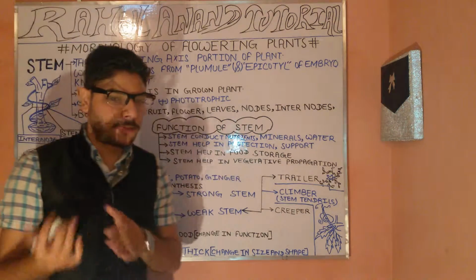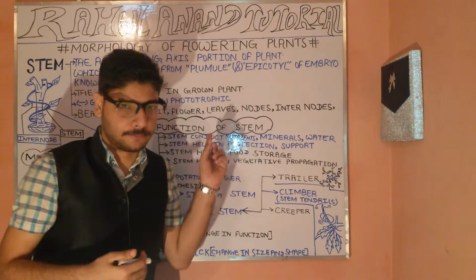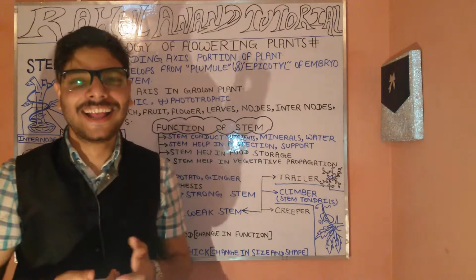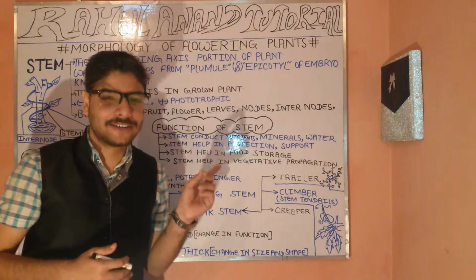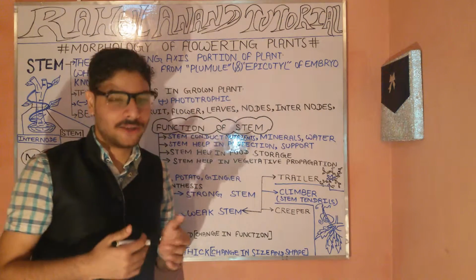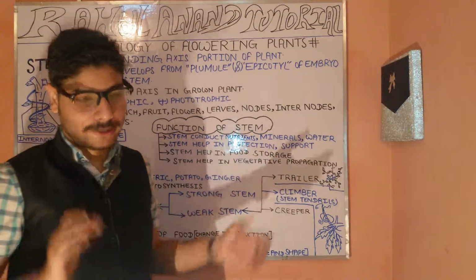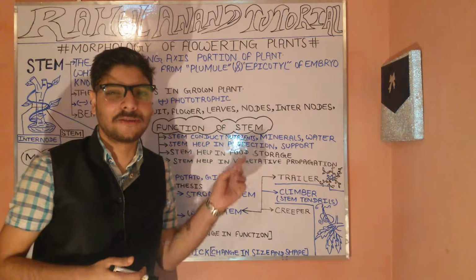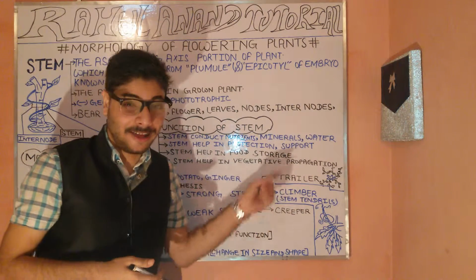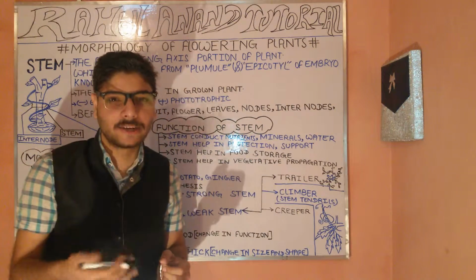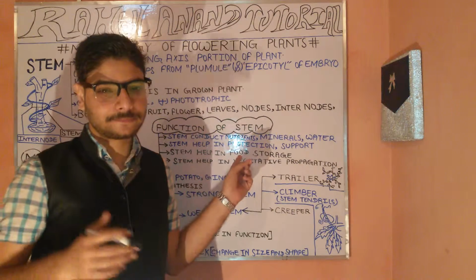Now, let's talk about the function with reference to our stem. What are the basic functions? It will play an important role to conduct the minerals, often the nutrition, often the H2O molecules. The second role in terms of our stem is to provide support as well as protection. Support is a very common feature in terms of our stem.